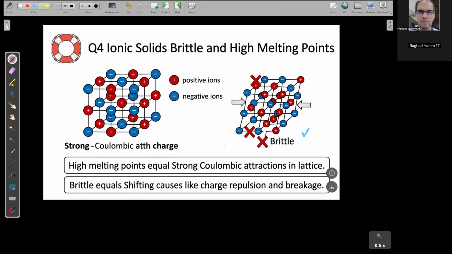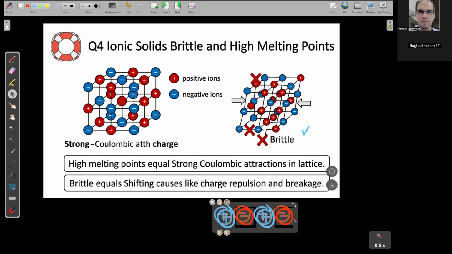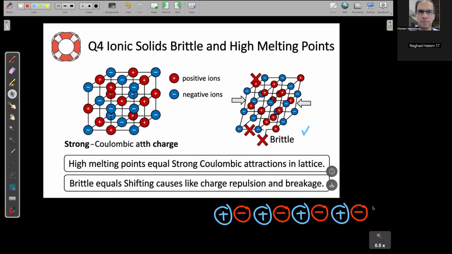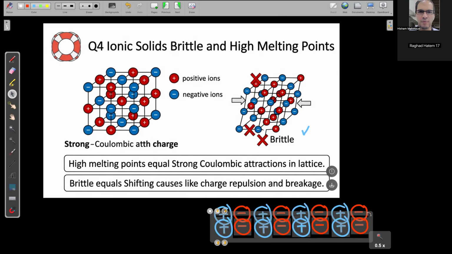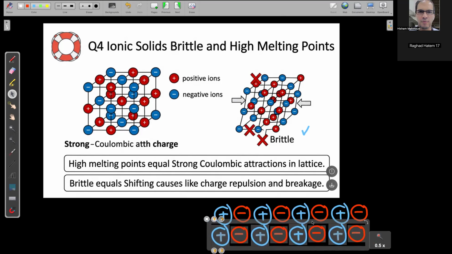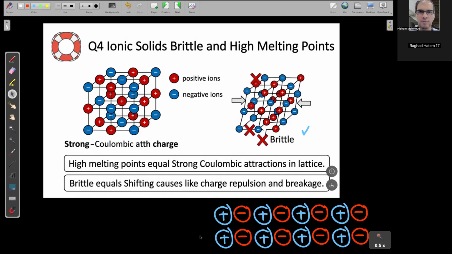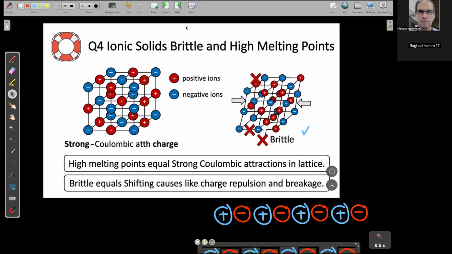If you remember, we said when you shift them, this is 1 plus and 1 minus beside each other. What happens when you shift it? This is 1, and there is another 1 beside it like that. But what happens when you shift them? This layer will slide over this layer. They will repel, exactly, because the plus will come beside the plus and the minus will come beside the minus. So they suddenly repel away from each other. That's why the structure breaks.